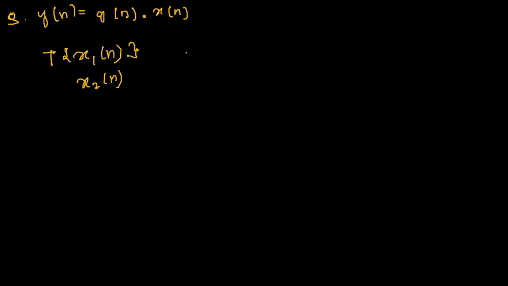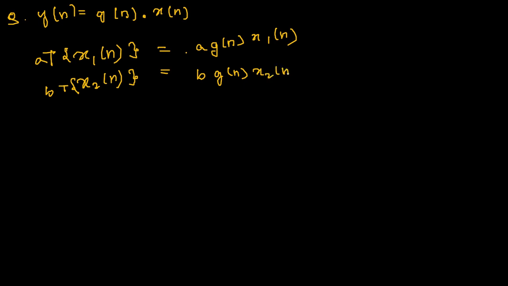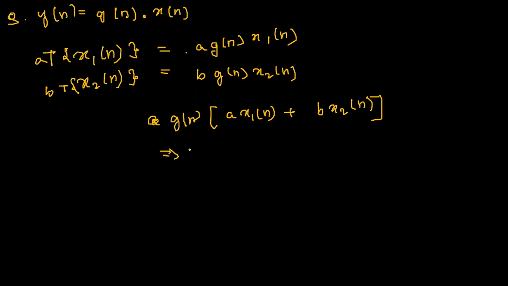If I run the first signal through the system alone, the output will come out to be A g of n into x1 of n. And if I run the second signal alone through the system, I'll get B g of n into x2 of n, right? So the sum of these two will give us g of n into A x1 of n plus B x2 of n, right? So this is the LHS.